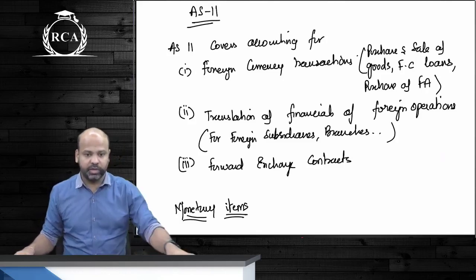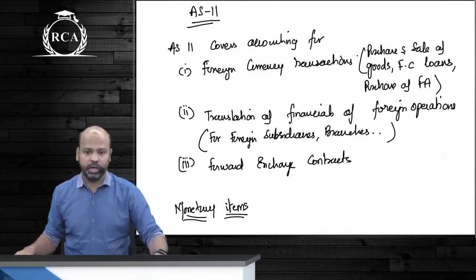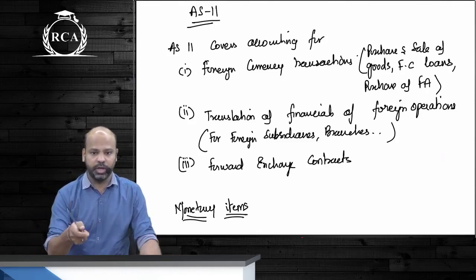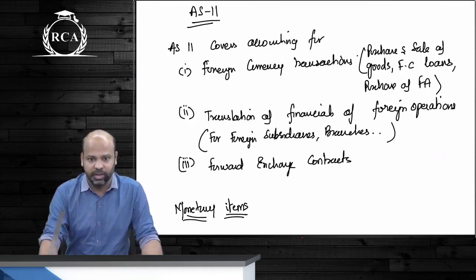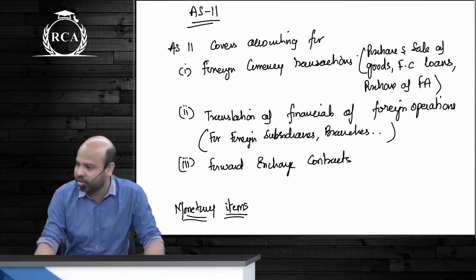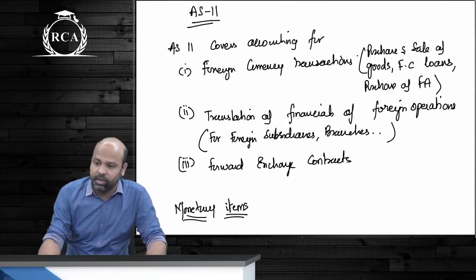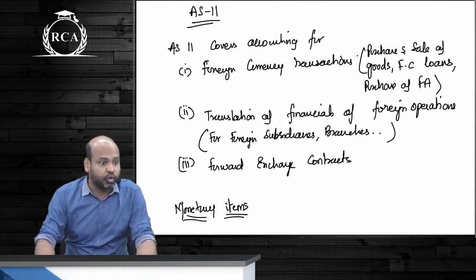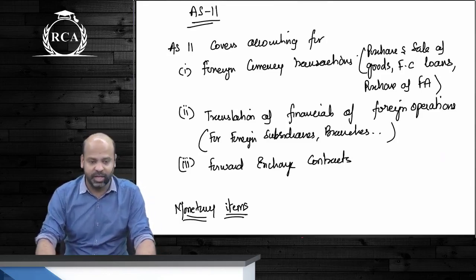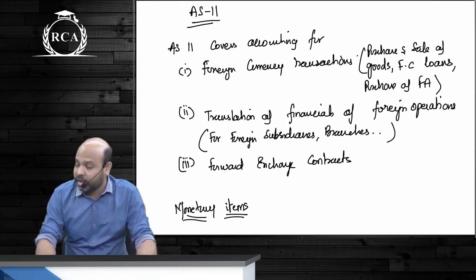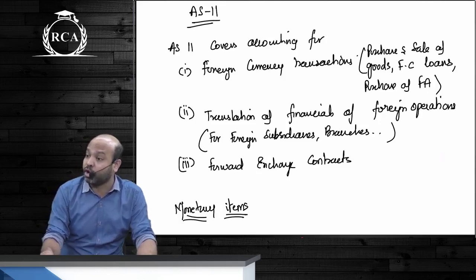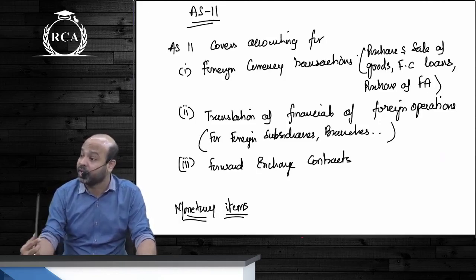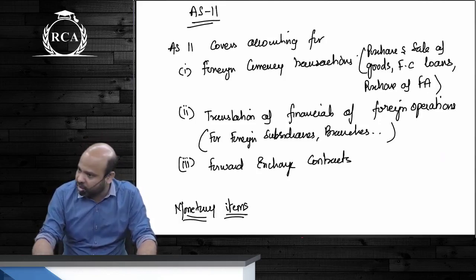AS-11 covers accounting for three important things. One is foreign currency transactions, the other one is forward exchange contracts, the third one is foreign operations. AS-11 does not apply to how you are supposed to present all of these items in cash flow statements. And if you were to convert home currency financial statements into foreign currency financial statements for the convenience of users, even that is not covered.